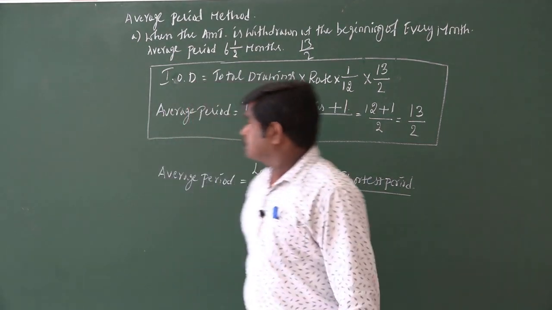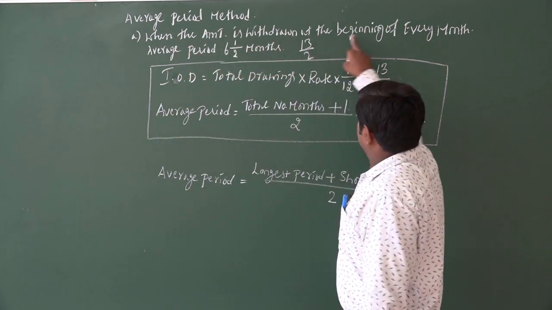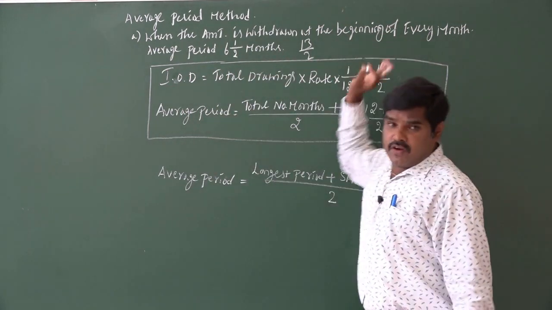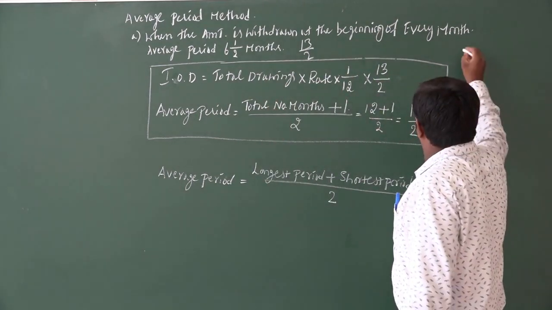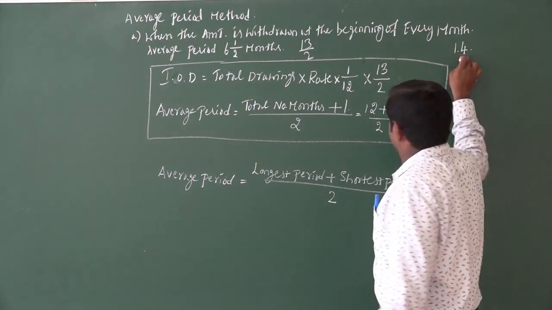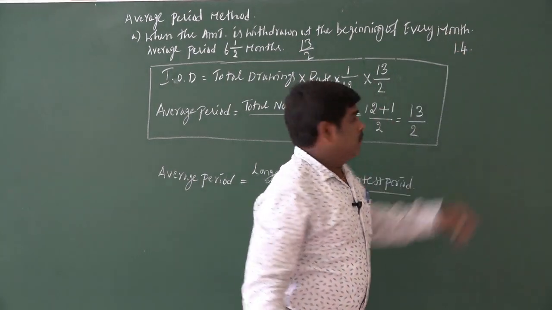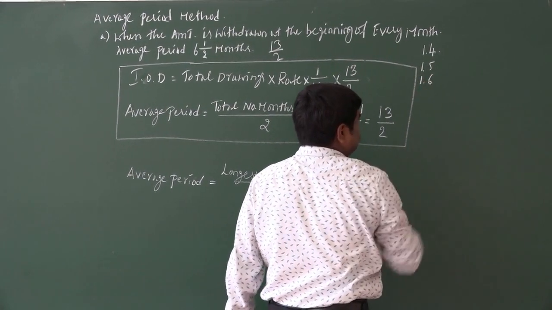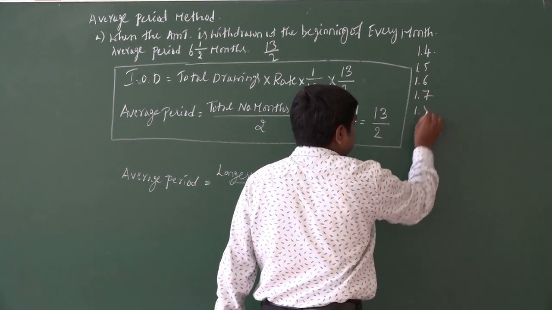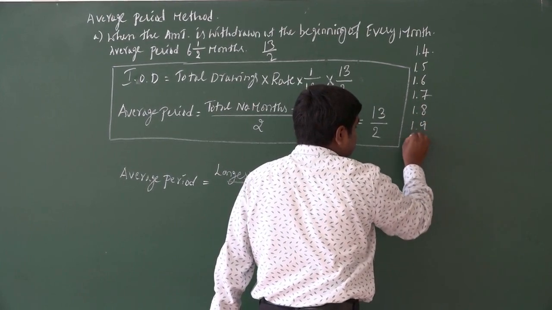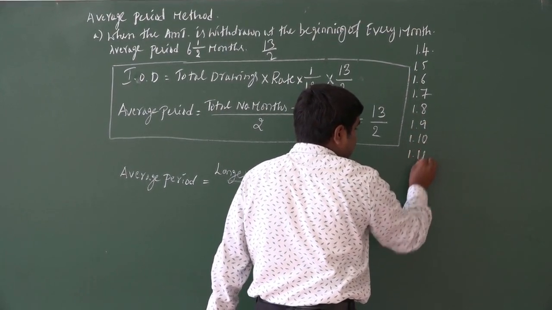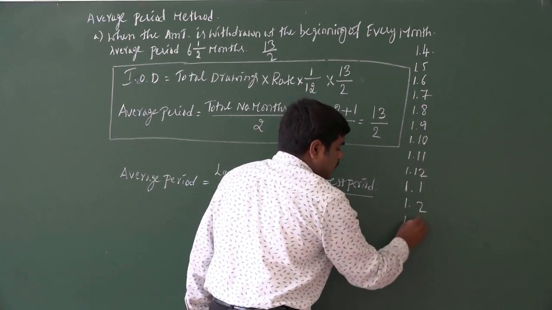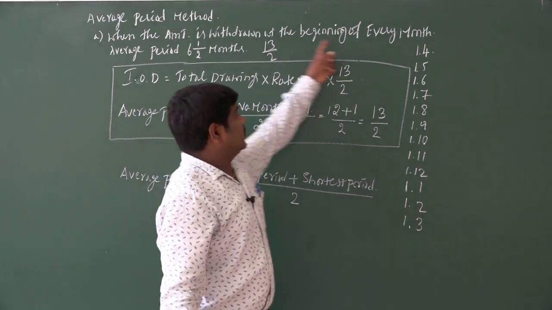See, for example, when the amount is withdrawn at the beginning of every month. Okay, let me take the first of April. 1st of April, date of drawing. 1st of May, 1st of June, 1st July, 1st August, 1st September, 1st October, 1st November, 1st December, 1/1, 1/2, 1/3. That's what the problem is saying, at the beginning of every month.